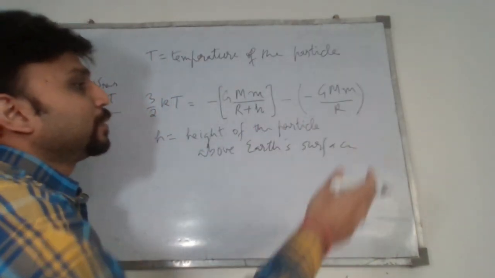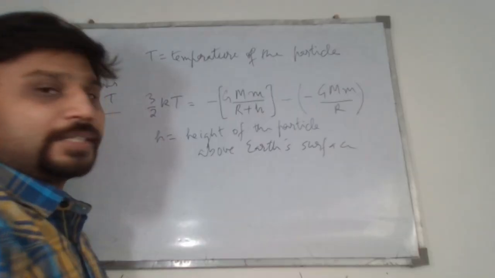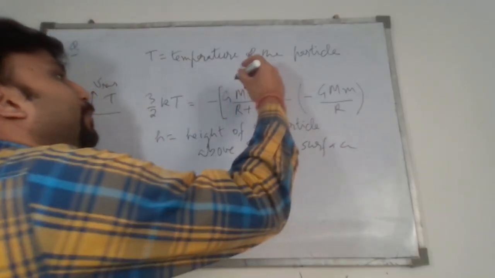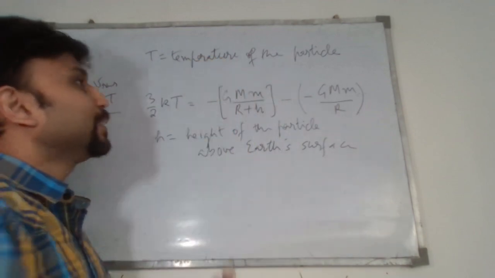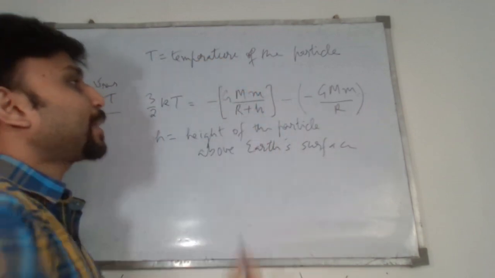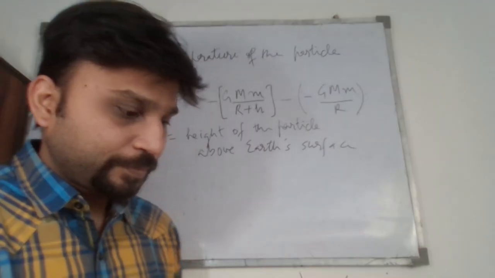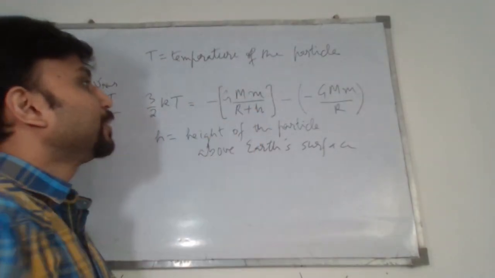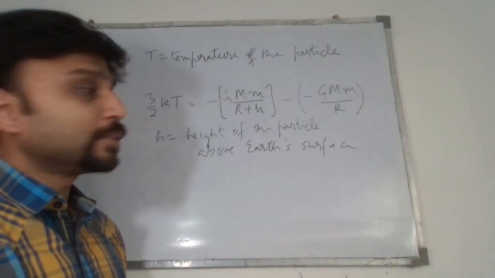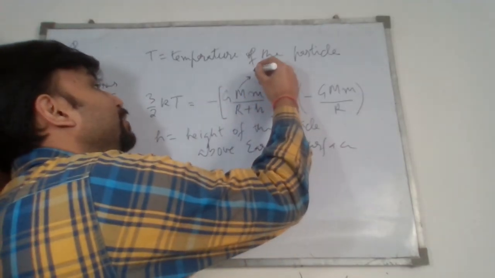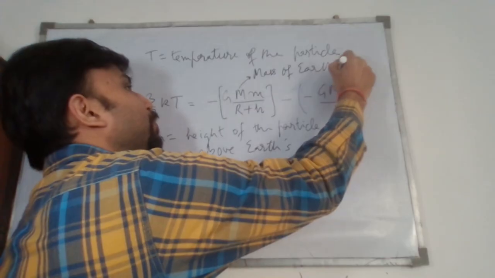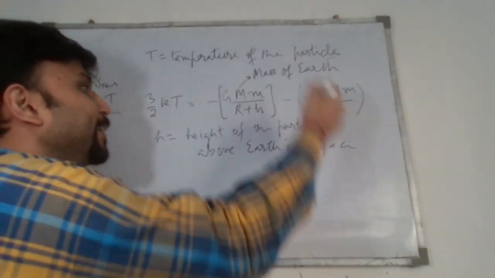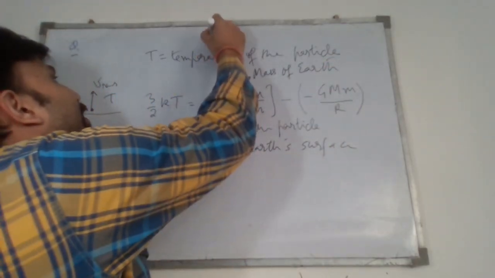So this is basically the starting expression. What is k? k is Boltzmann's constant. What is T? T is temperature. What is capital M? Capital M is the mass of Earth, which is also given in the question. The radius of Earth is also given. R is the radius of Earth.